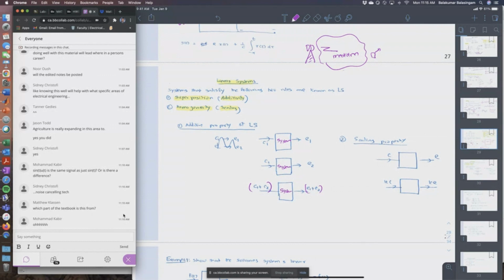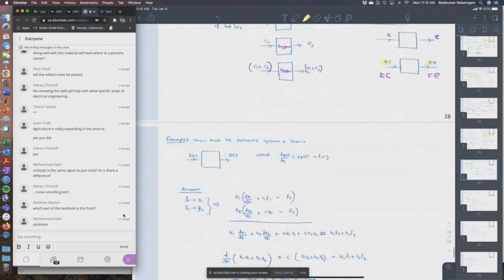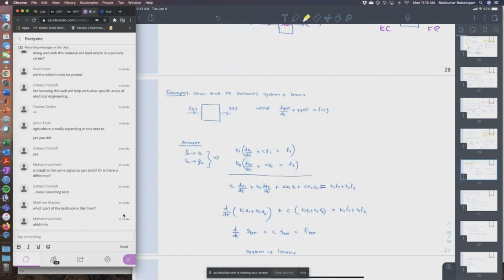Now, the scaling property is: if you give C as an input and you get E as an output, and you give K times C as an input, you should get K times E as an output. So if you multiply the input by a constant K, the output also comes out multiplied by a constant K. And then that system is a linear system. It adheres to the additive property and scaling property. So that's a linear system.